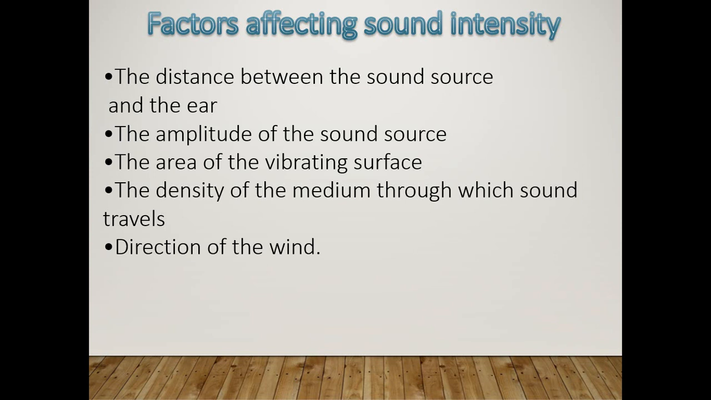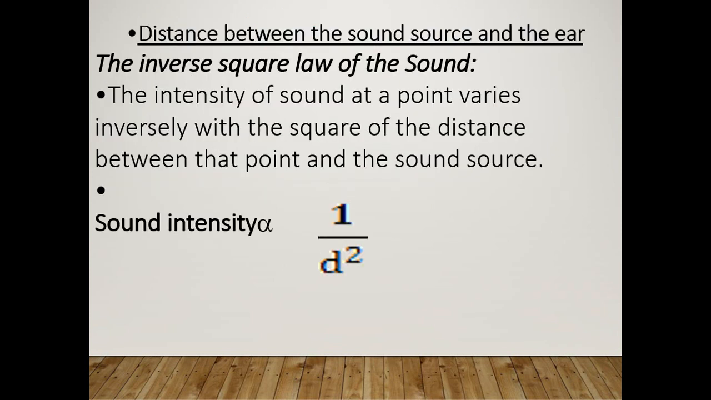Let's start with the first one, the distance between the sound source and the ear. If you do an activity with any sound source and increase the distance far away from this source, we find that when the distance increases by double, the sound intensity decreases. So they have an inversely proportional relationship. Again, as the distance increases, the sound intensity decreases.